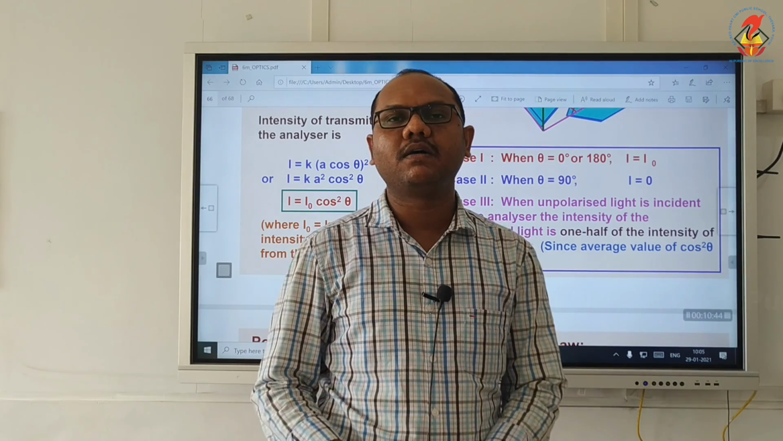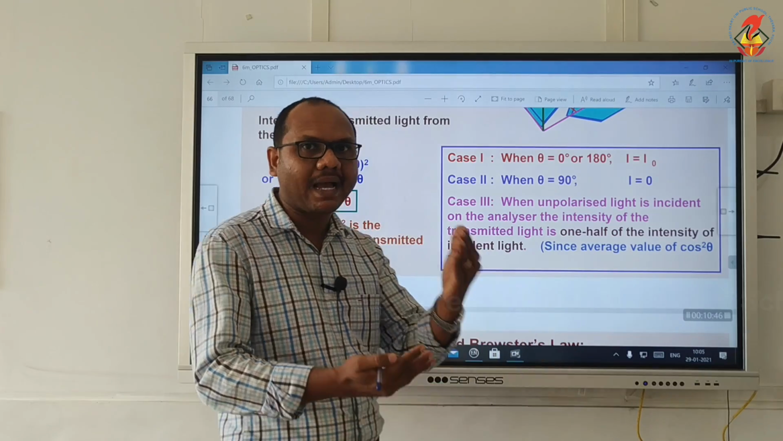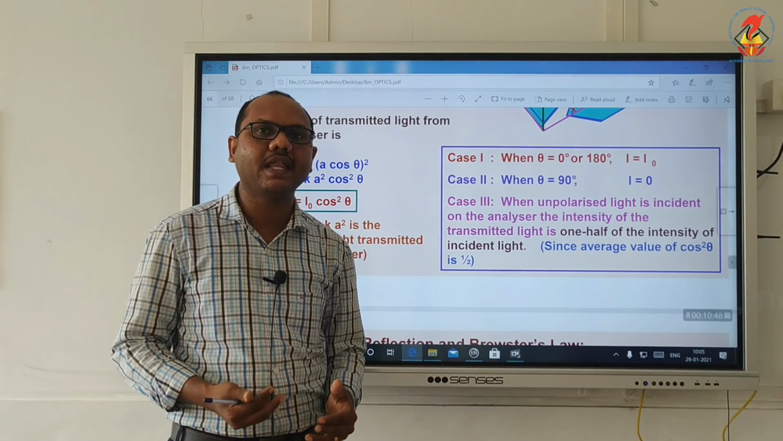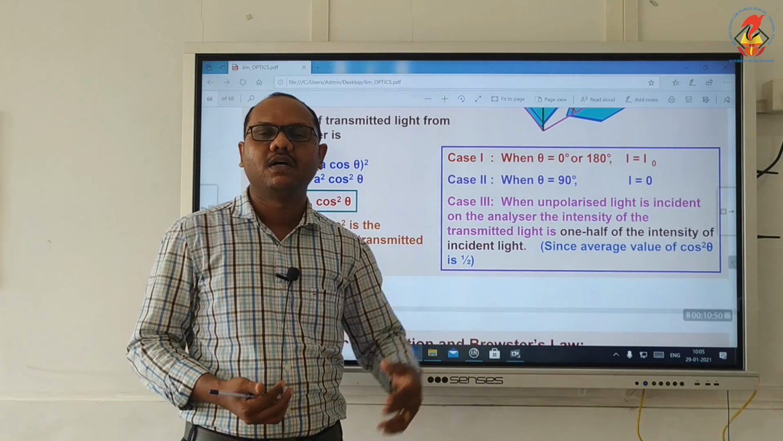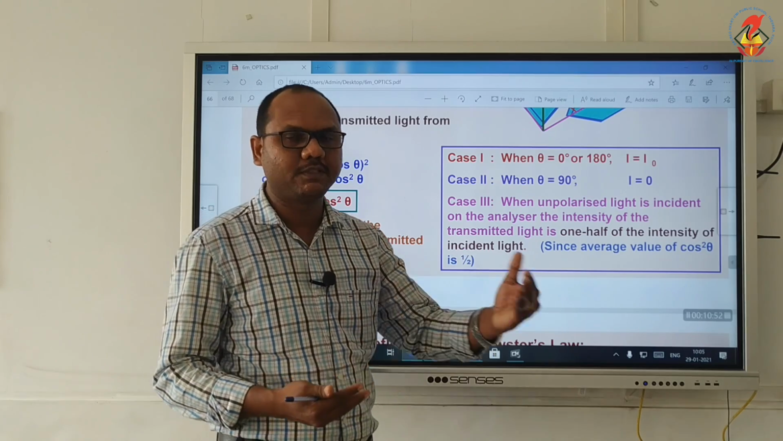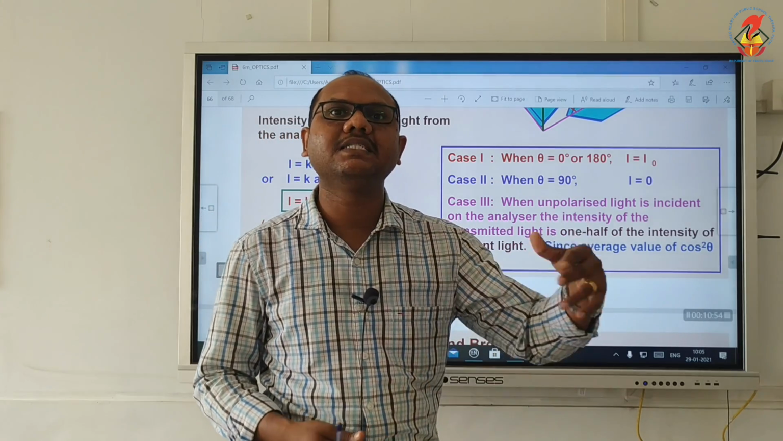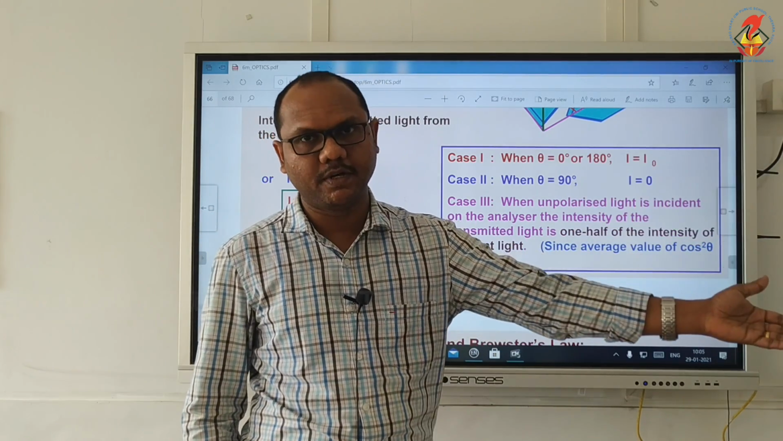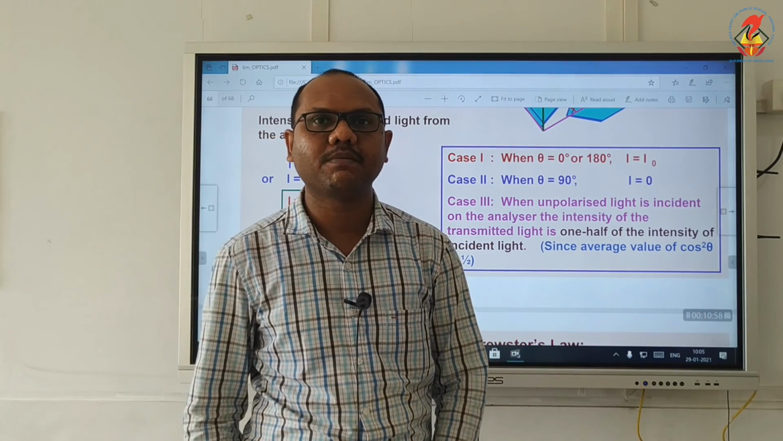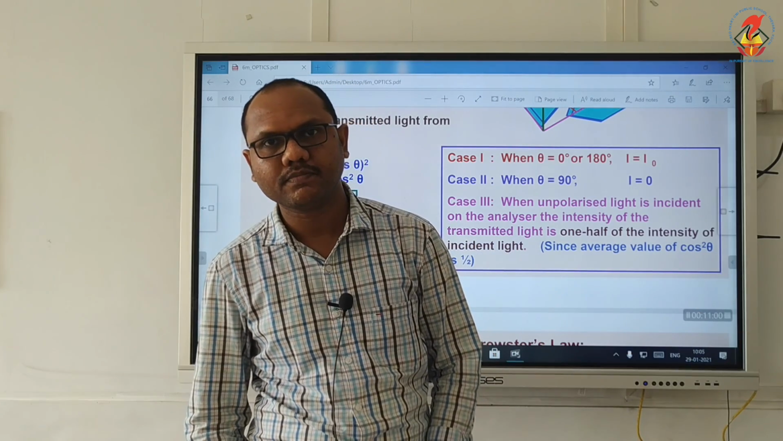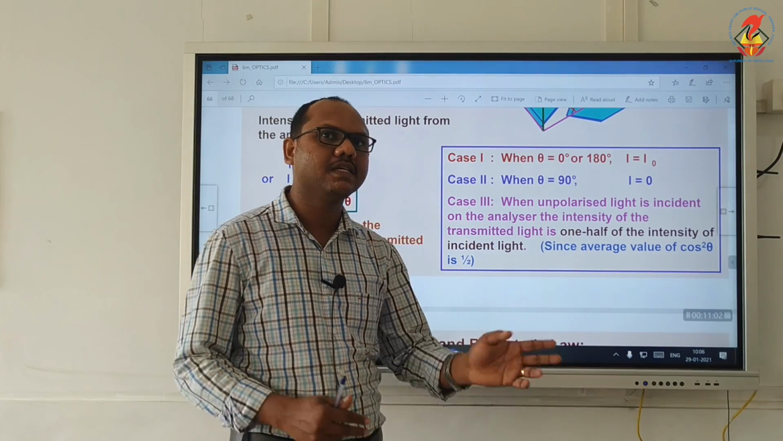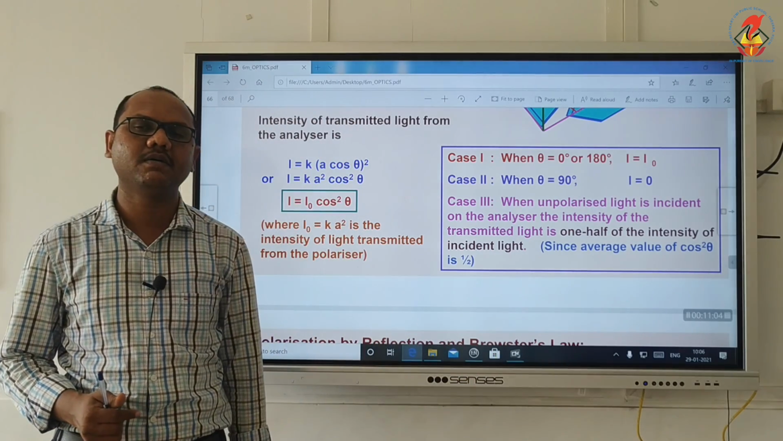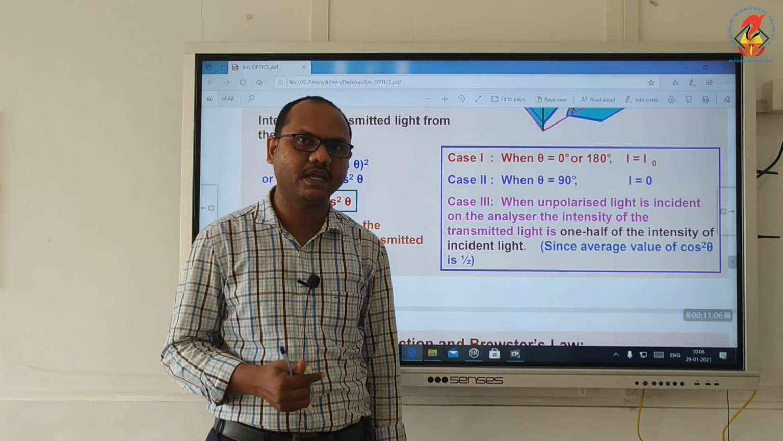So, if I0 is the intensity of the light coming from the first polarizer, then I0 by 2 will be the light which is coming out through the analyzer. Okay, that is when both of them are at an angle of 45 degrees.